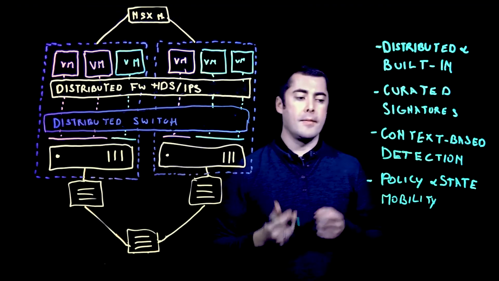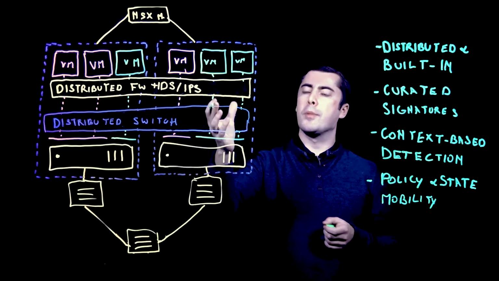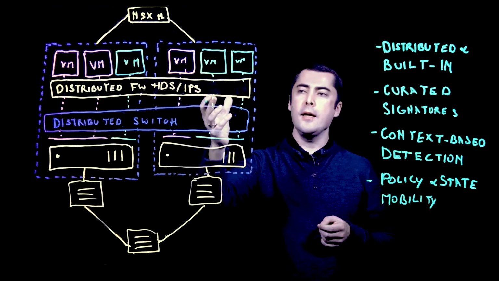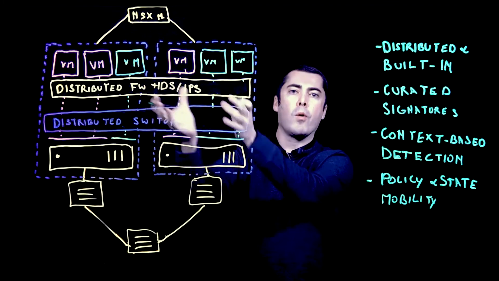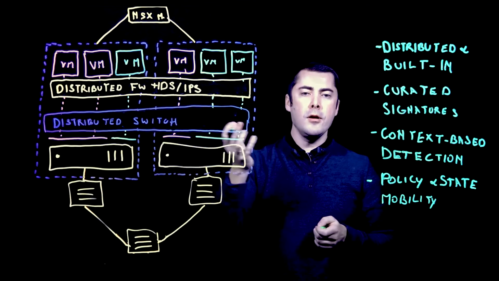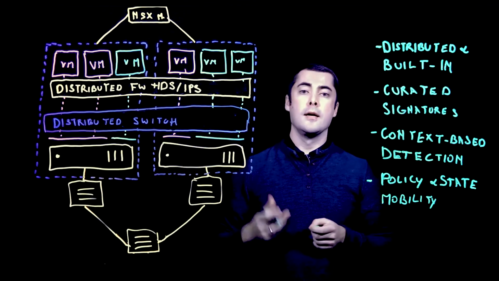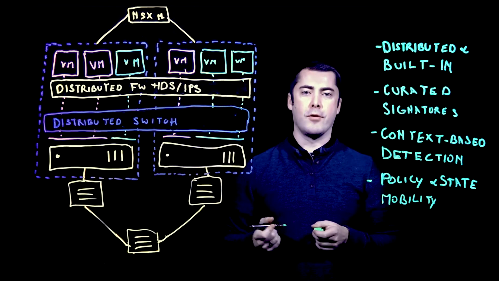And then another key benefit here is policy and state mobility. With the distributed firewall, as well as with the distributed IDS, not just the firewall policy, but also the IPS policy moves along right with the virtual machine from one hypervisor to the next hypervisor, so you don't have to reapply that same policy. In addition to that, the firewall state, the connection state, moves along with that virtual machine as well.